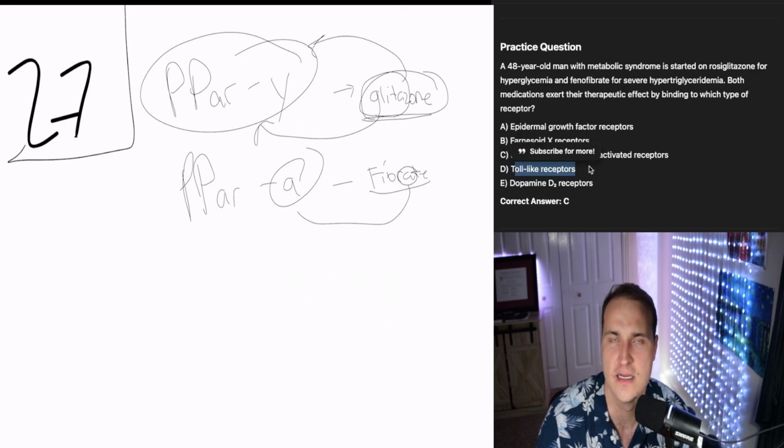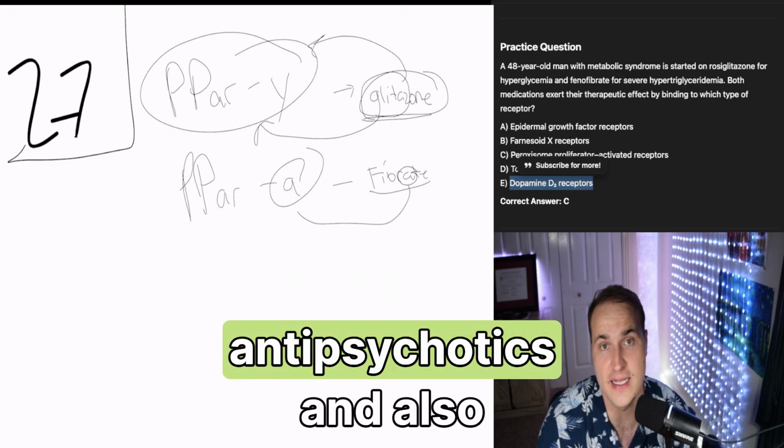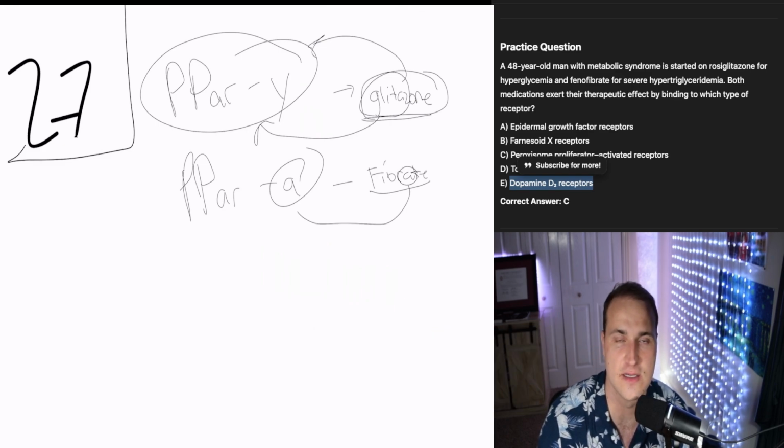Correct answer is C. Toll-like receptors. These guys are innate immune pathogen sensors. They trigger your NF-kappa B and your cytokines. They're not lipid or glucose metabolism associated. And your dopamine receptors, totally different. Neurotransmission modulation is what they're used for. They are targeted by antipsychotics and also antiemetics, so they're totally relevant there.